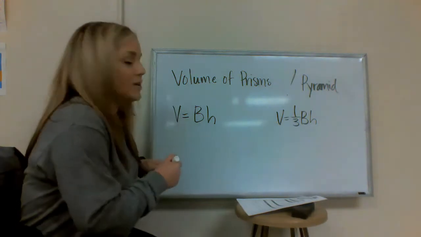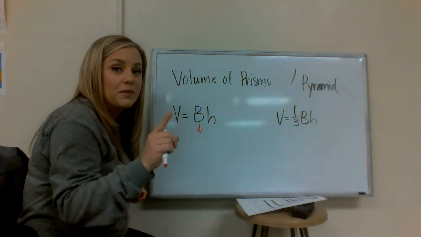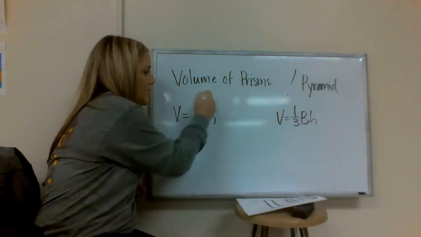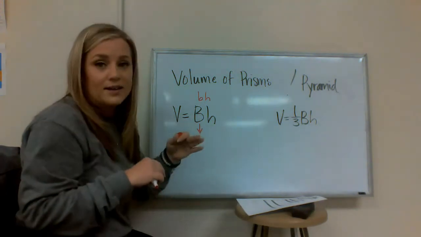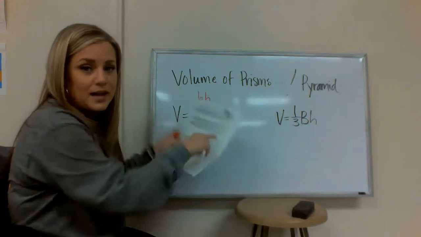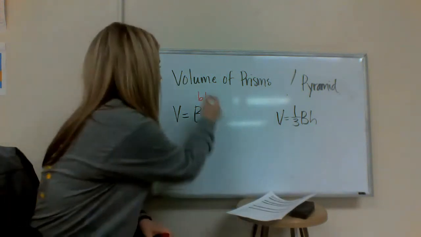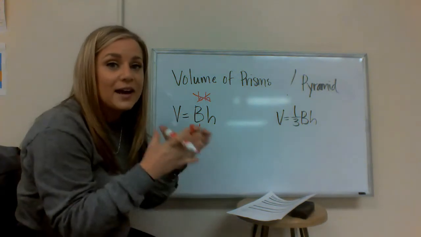So what you need to know is this capital B, the capital B stands for something. It is not a little b times H. It's not like area. So if you go back and you look at area of like a rectangle, if you look at that formula right here, it says little b times H. This is a capital B, okay? A capital B. That means you're going to find the area of the base.